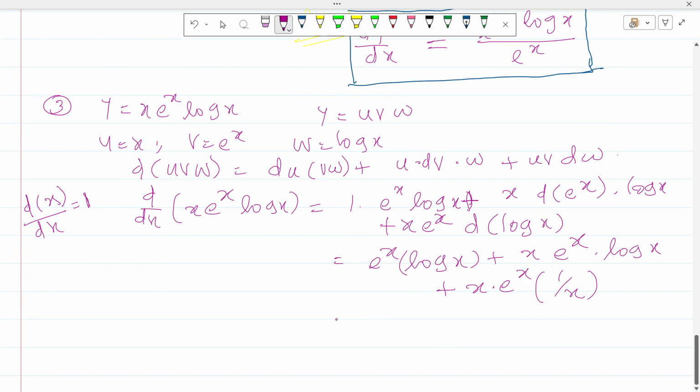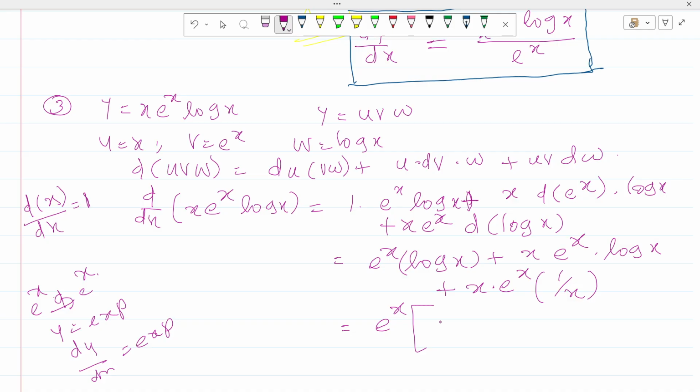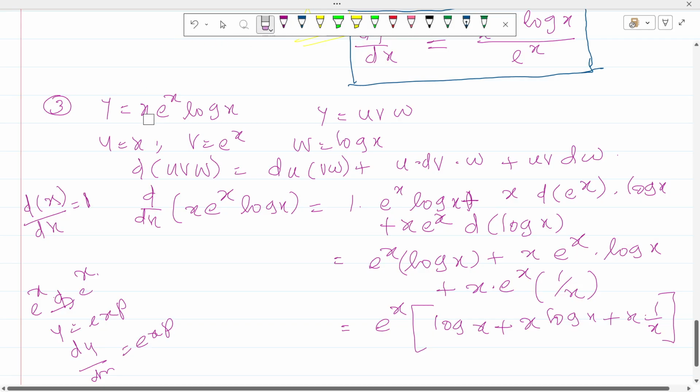So everywhere e power x is there. Always an exponential function gives an exponential after differentiation. In case the function contains any exponential, always you will get dy by dx also containing this exponential function outside. Therefore e power x you can take outside: log x plus x log x plus x into 1 by x. Okay.